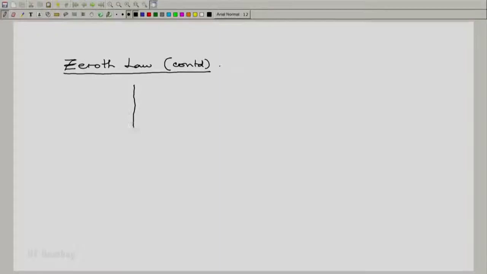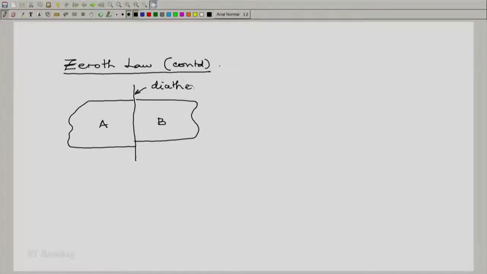So what we consider is a pair of systems. This is the basic experiment which we consider for the zeroth law. Let us say that we have a system A and a system B separated by a diathermic wall. Because it is diathermic, it will allow heat transfer from one side to the other as appropriate, either from A to B or from B to A, depending on the states of the two systems.